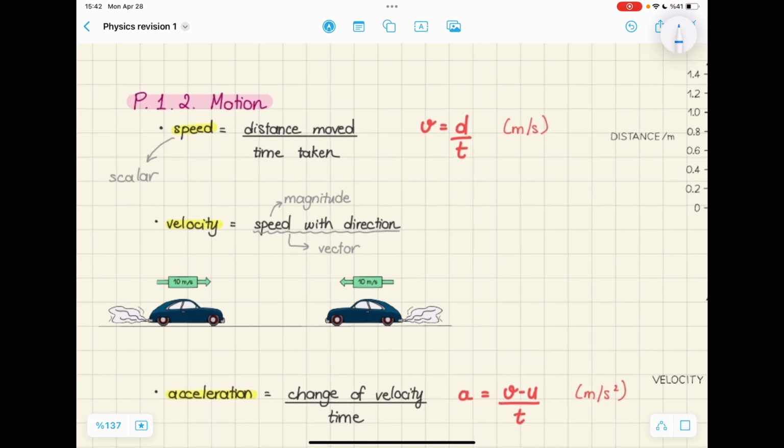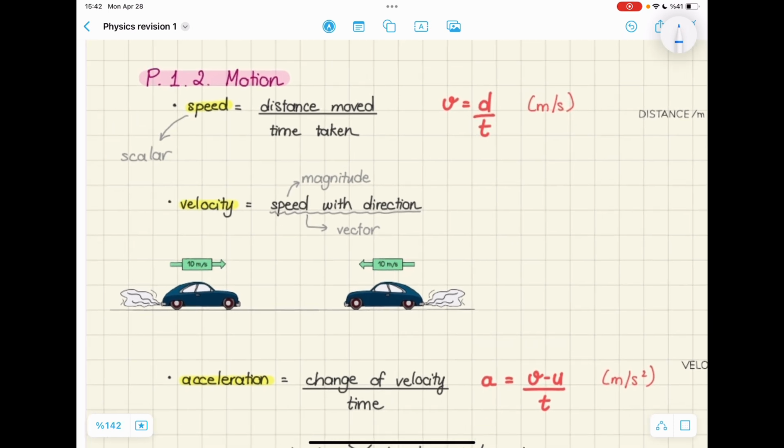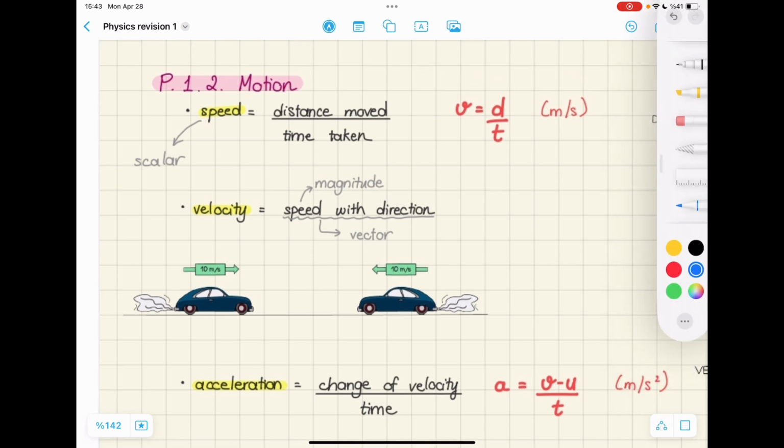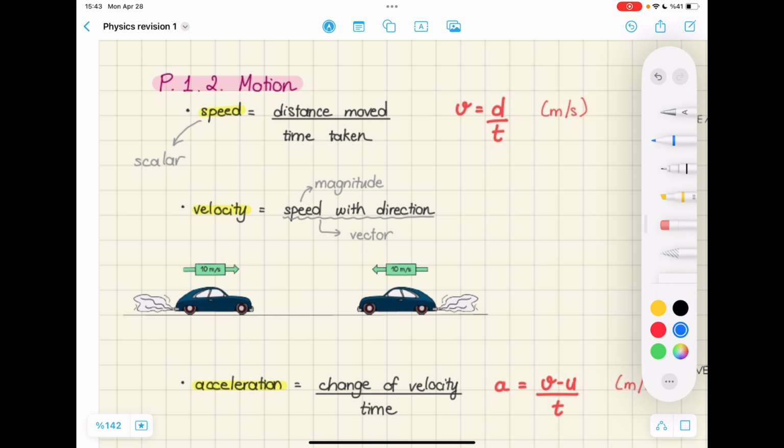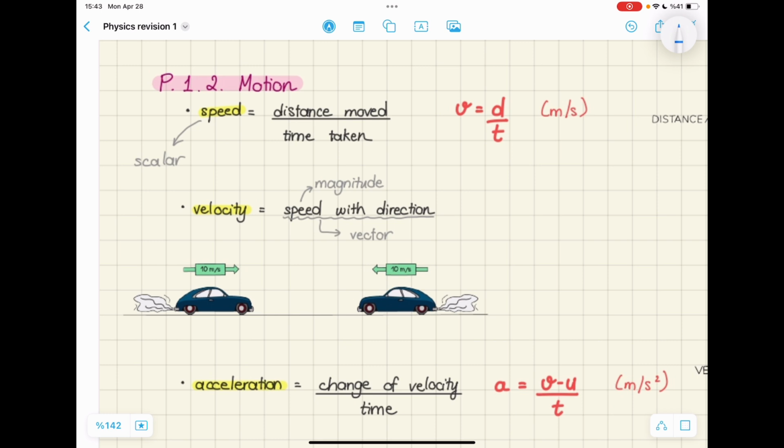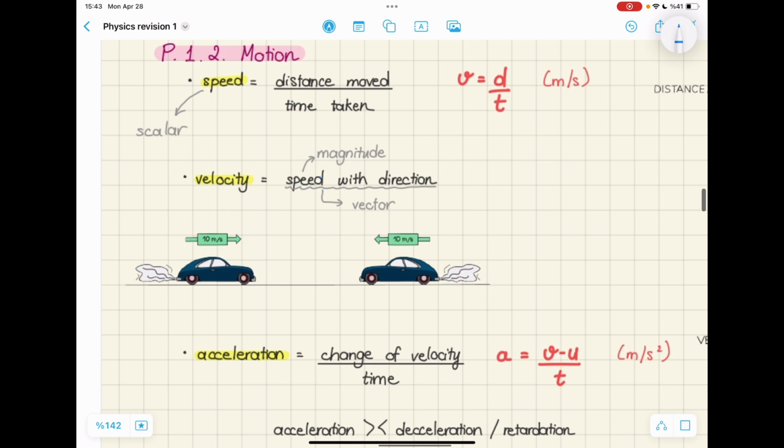So let's see. Speed is distance moved over time taken, and we know that speed is a scalar. And this is the formula that I've just written previously. Here we have velocity, which is magnitude with direction, somewhat, we can say, because you see here there are two cars. One is going to the right, or east, to the right or to the east, and this one is going to the left.